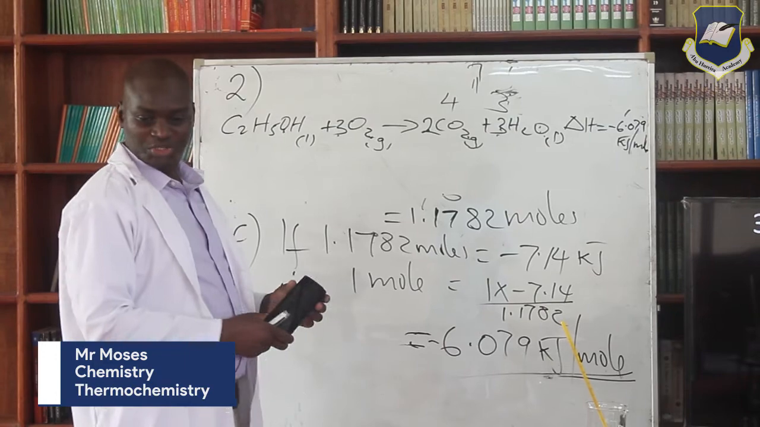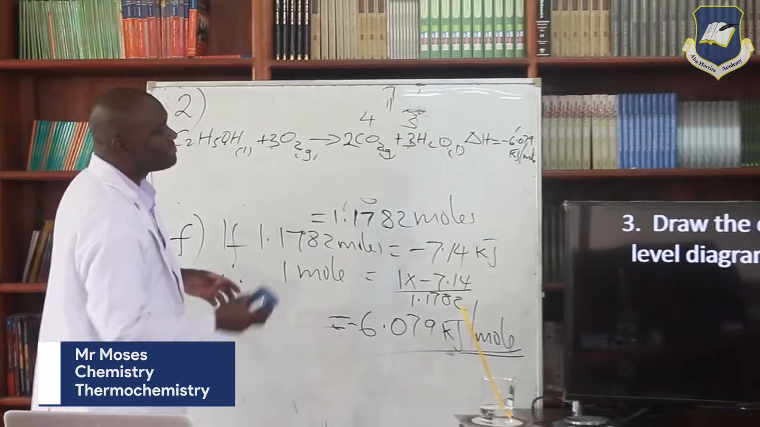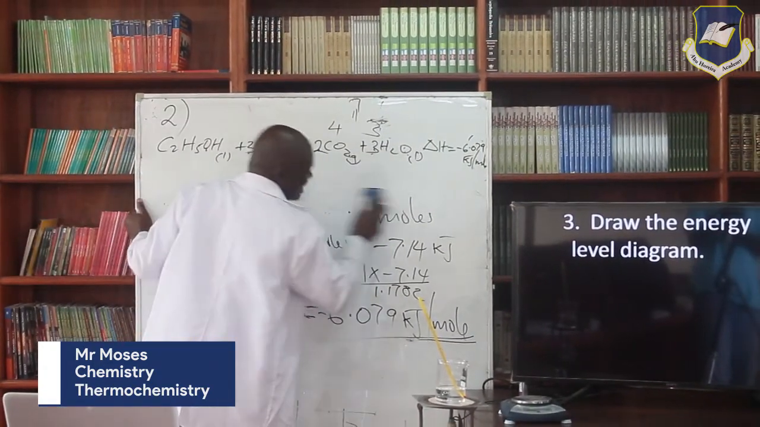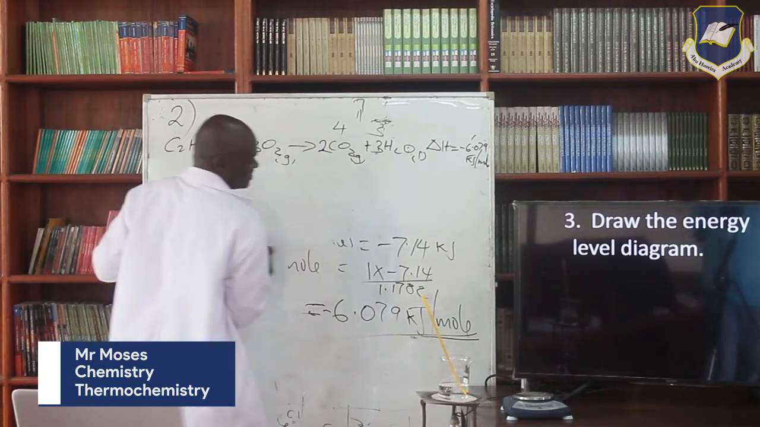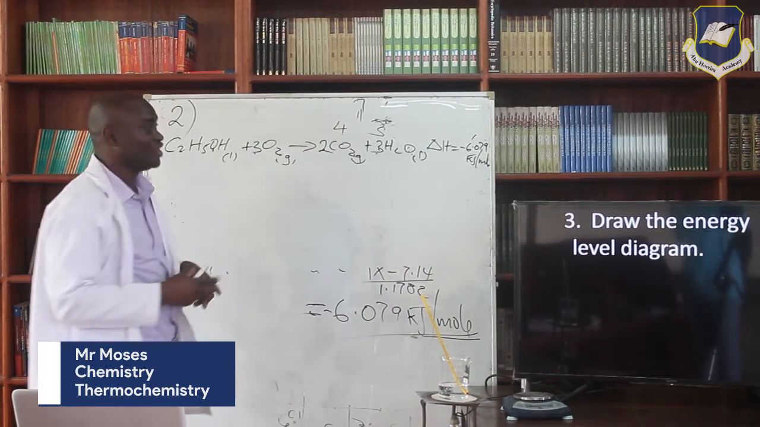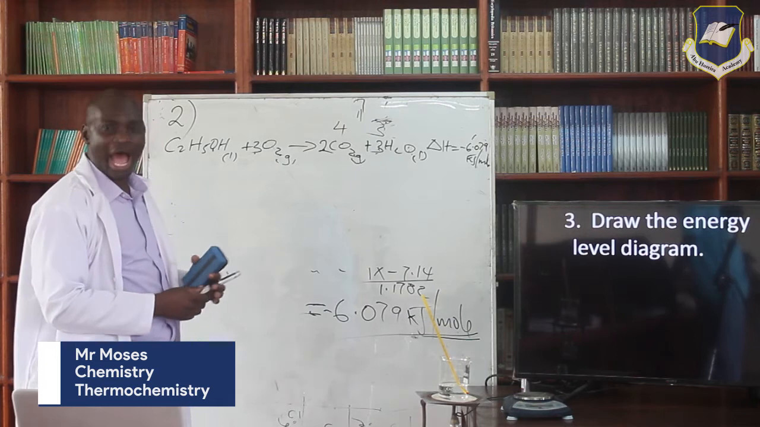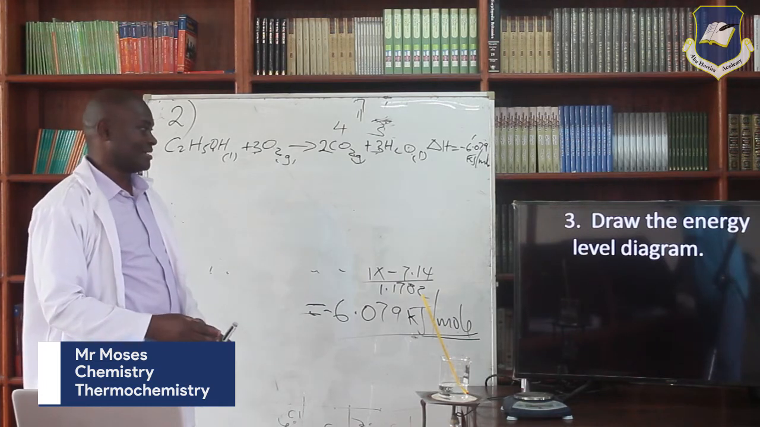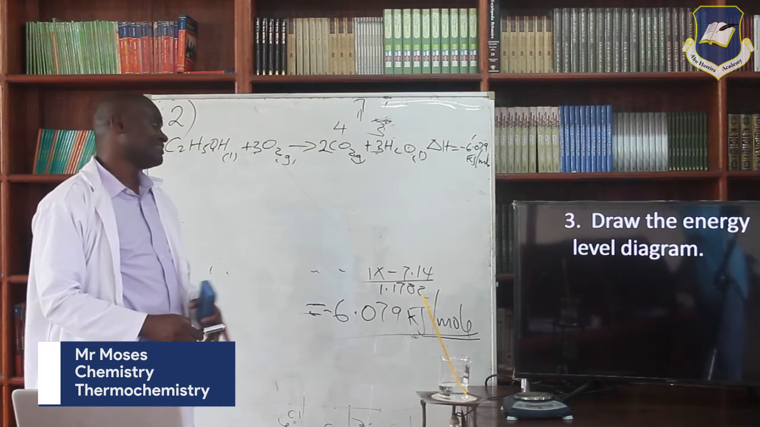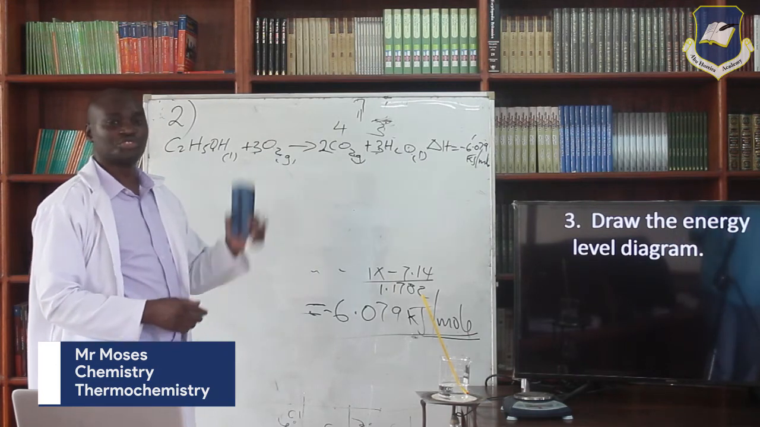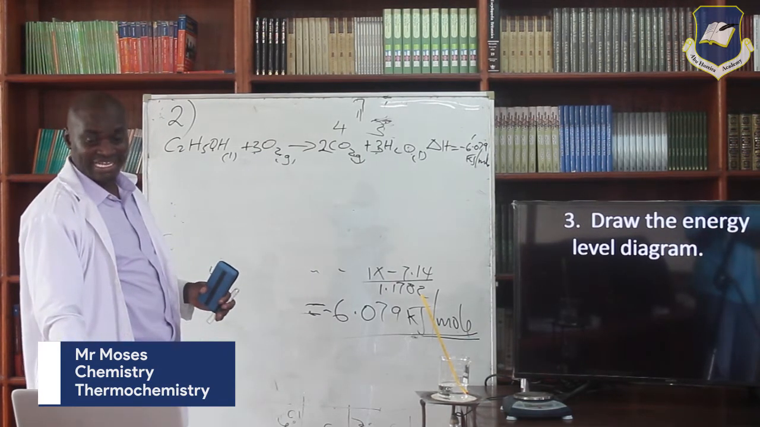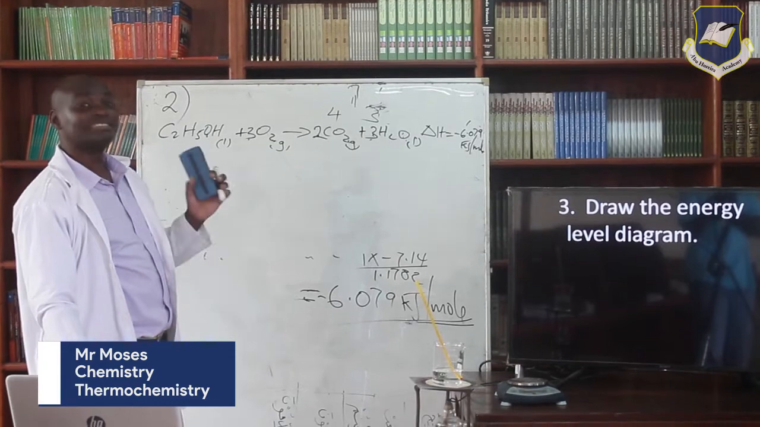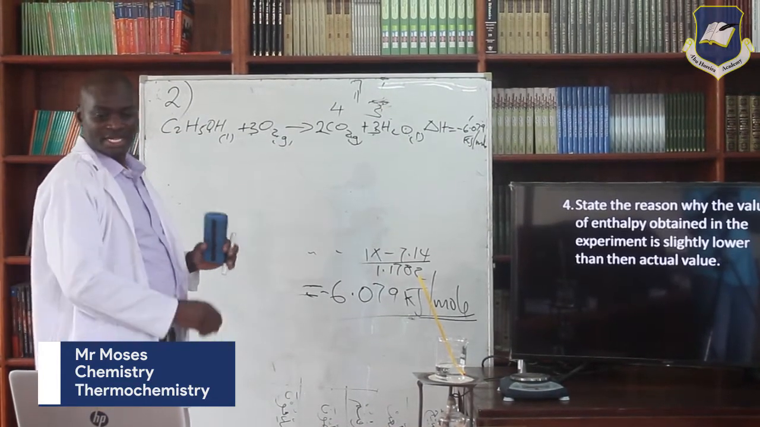The next thing is to draw the energy level diagram. That one I will leave for you as an assignment, because we have done it for the other experiments. Make sure you do that. You draw the energy level diagram and submit it for marking.